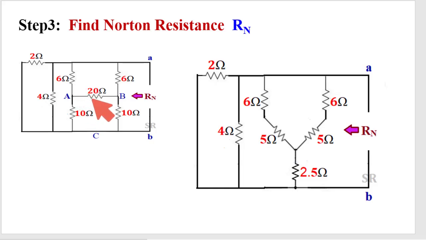Here these three resistances, 20, 10 and 10, will form a delta combination. Delta means, say here, it looks like this.